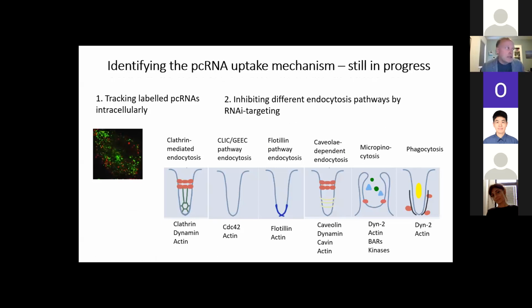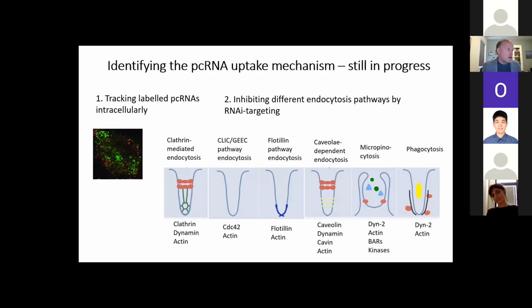So you're probably asking, what is the mechanism of uptake of these paperclips? And the truth is that we still don't know for sure. We are conducting a range of experiments. We are labeling the paperclip RNAs to see that we can track them intracellularly.